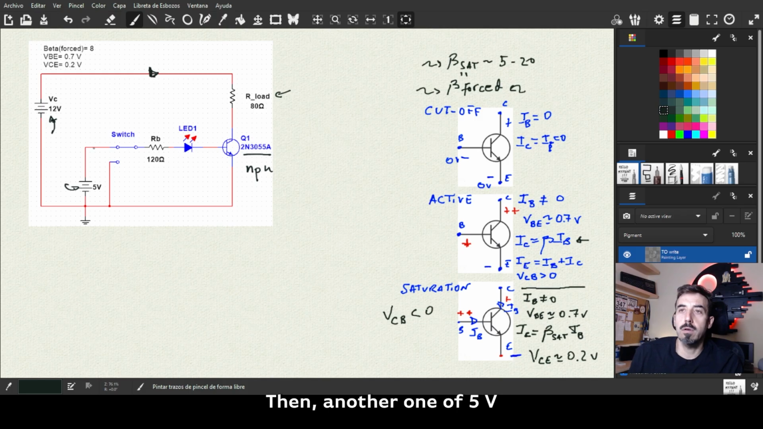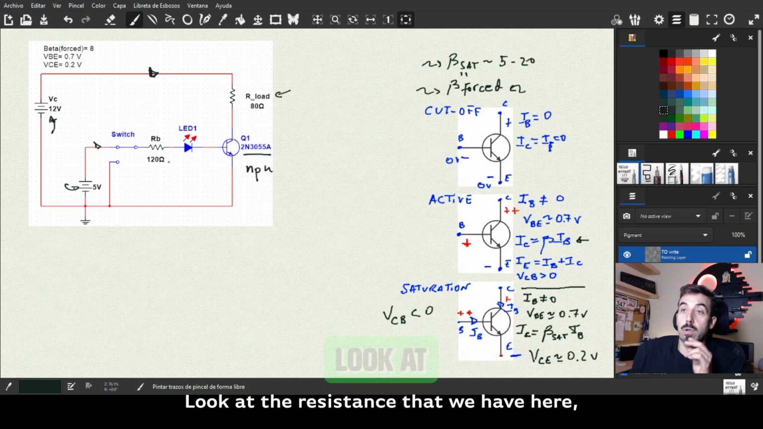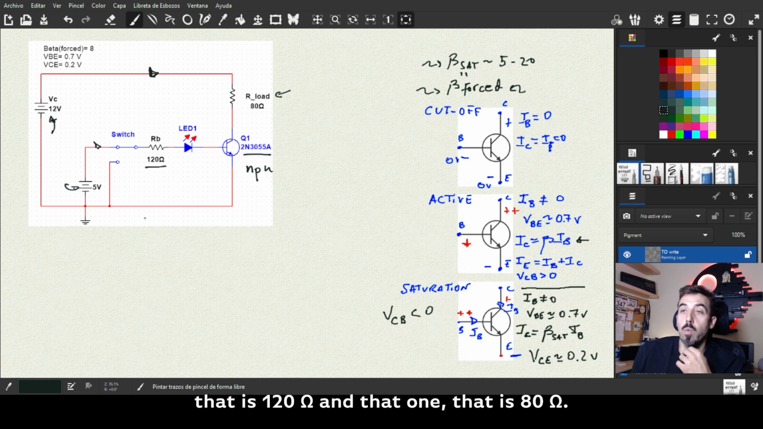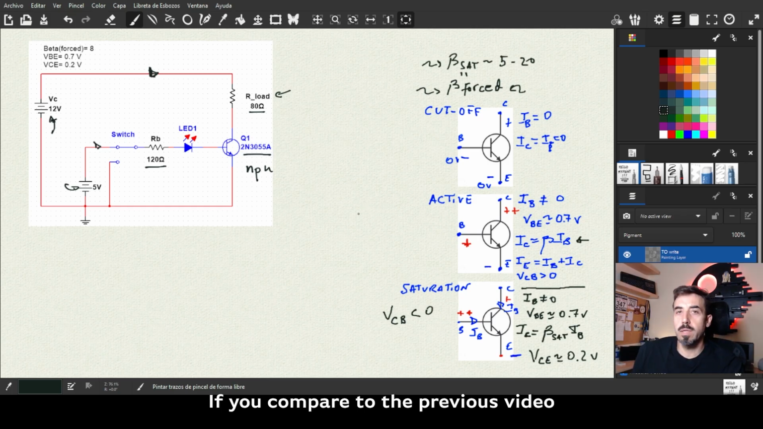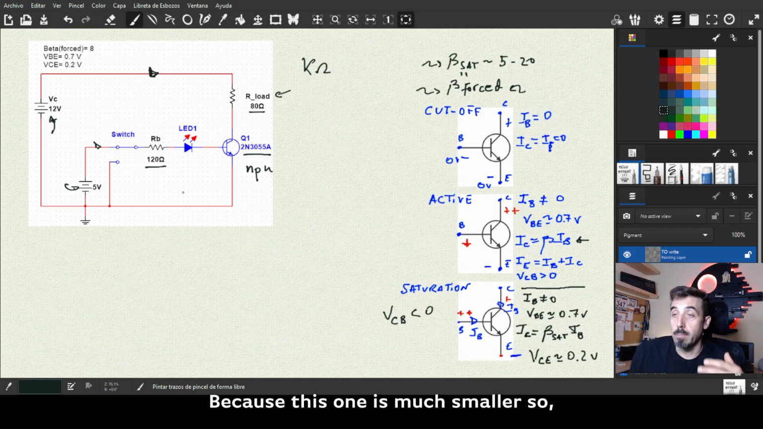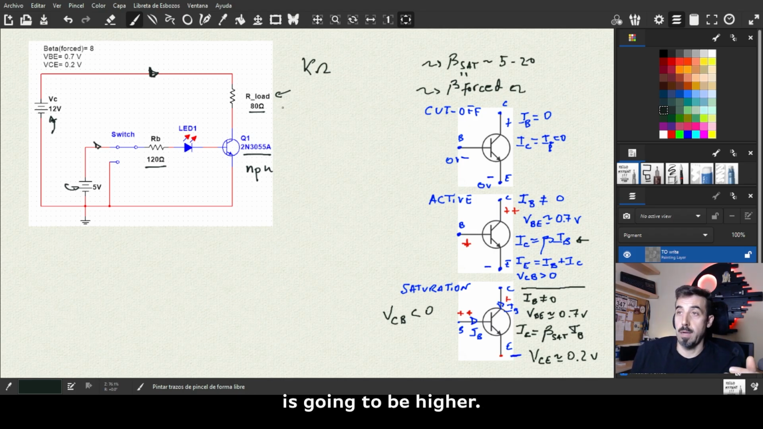And then another 5 volt source is going to provide current through the base and activate the bipolar transistor. Look at the resistors that we have here: this one is 120 and that one is 80. If you compare to the previous video where I covered active mode, the value of a resistor was in the range of kilo ohms, okay? This one is much smaller, so the current is going to be higher.